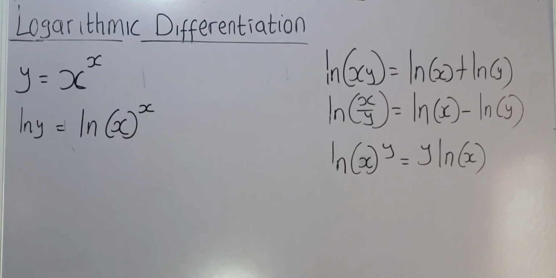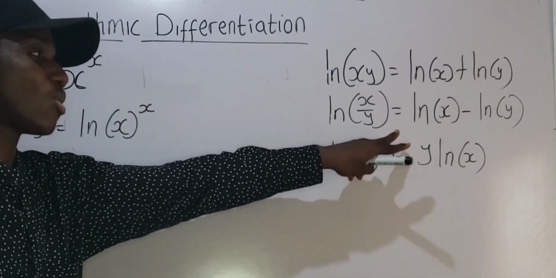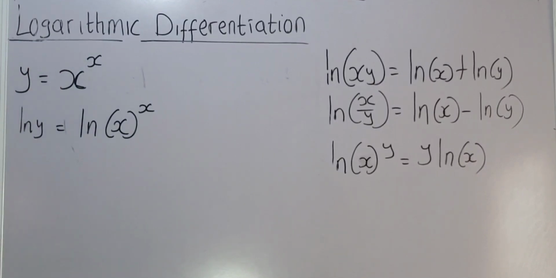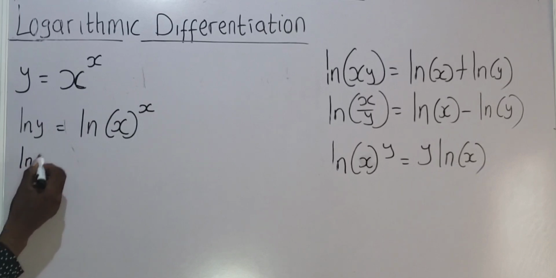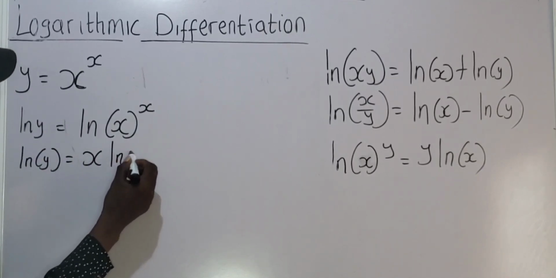So after taking the natural log of both sides, don't forget that from the law that we discussed, if we have the natural log of x raised to an exponent, that will be the power multiplied by the log. Is that not it? That is one of the laws of logarithm. So for this, I'm going to have natural log of y equals what? x multiplied by ln x.